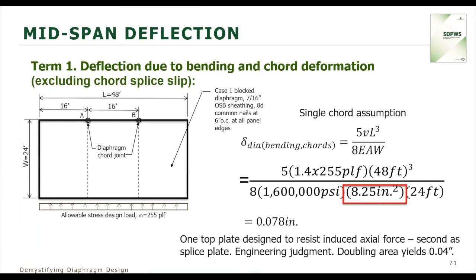That's the deflection for that first term, which takes into account the bending chord deformation, excluding any slip at the splice. And as I mentioned, we are taking into account only one top plate in the design. If you were to take both top plates into the design, it would yield 0.04 inch, which is less than what you see for just including one top plate.